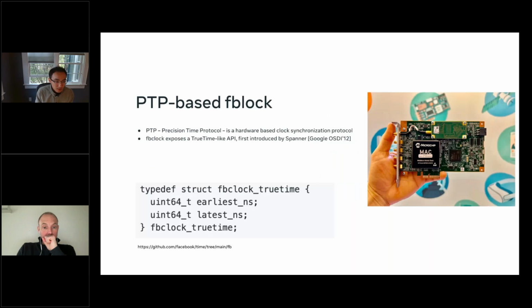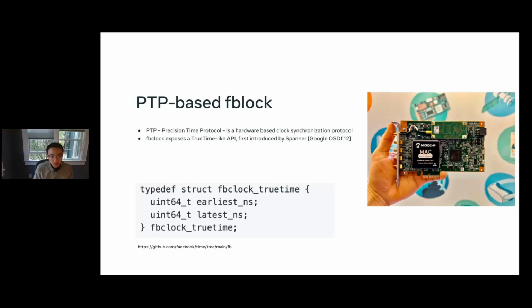So for a brief introduction, PTP stands for Precision Time Protocol. It's a hardware-based clock synchronization protocol. And FB clock is the user-facing library for accessing PTP. So it presents this window of uncertainty. So it knows the earliest and the latest timestamp instead of just a single one. And then the API was first introduced by Spanner in 2012 under the name TrueTime. So it's the same API.